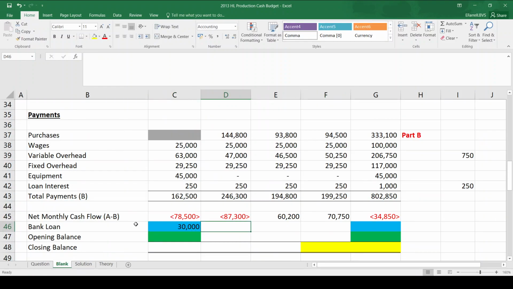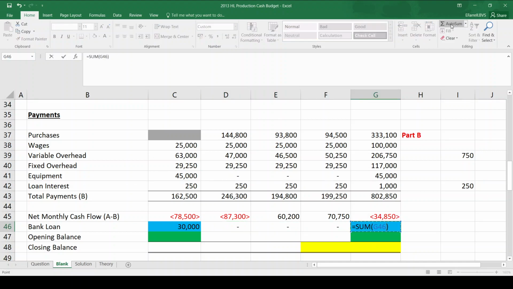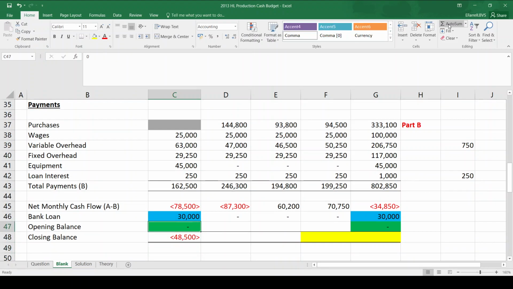And that was got in January, and we didn't get any more loans. So that's simply going to total 30,000. Opening balance is 0 because the company was only set up in January, so there's no cash balances coming forward. And whatever goes in the first column here is going to go in the total column, so that'll also be 0. And now we simply add these down. We plan to be down 78,500 for the month, but we're going to get a loan of 30, so we're really going to be down 48,500.